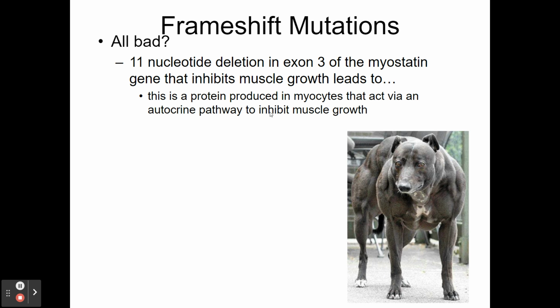Okay? And do notice it's a protein produced in myocytes, muscle cells, that acts via an autocrine pathway to inhibit muscle growth. Remember what autocrine is? That's self-signaling. That's a cell giving signals to itself to prevent it from dividing.